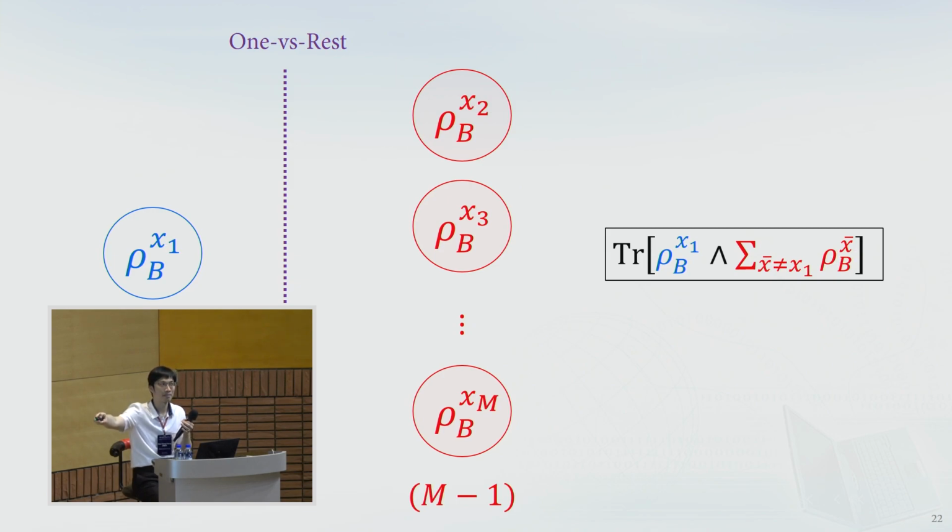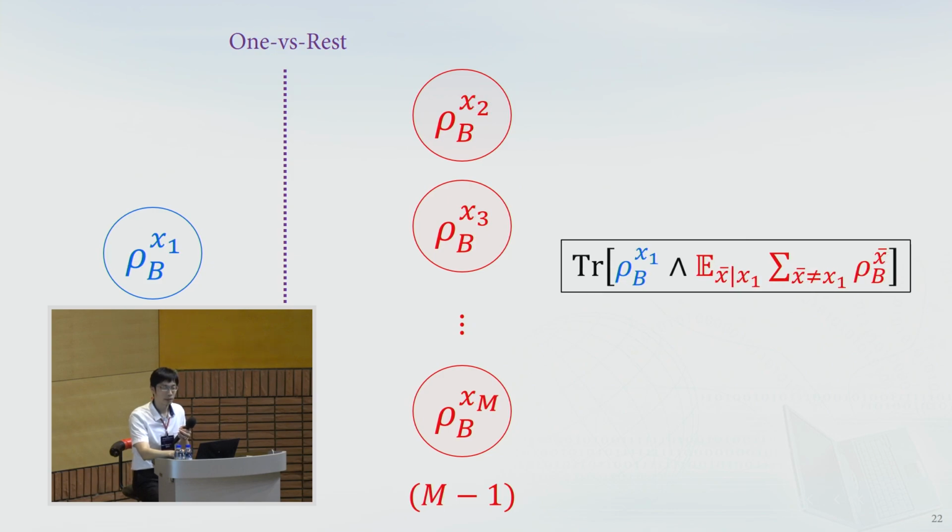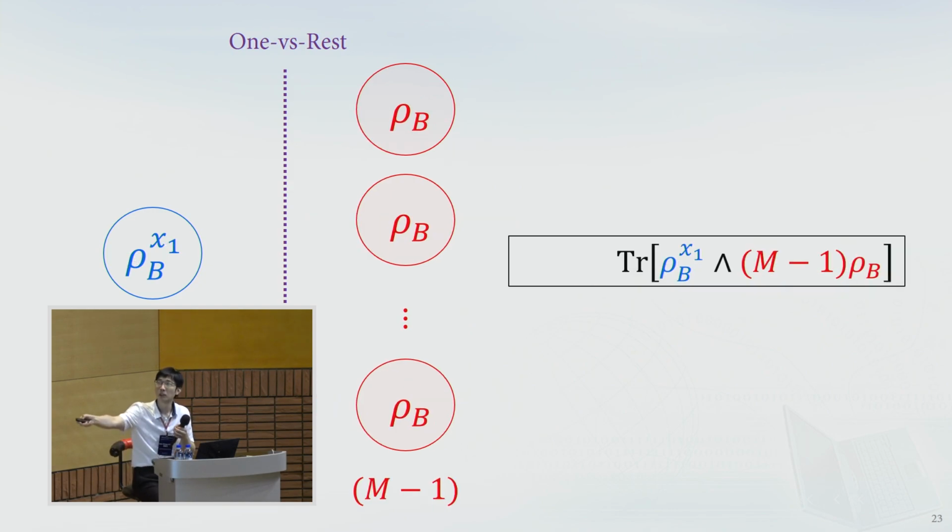But here on the right-hand side, all the other states are actually complicated because it depends on the code book, rho B x1 to the rho B xm. So the sum of it could be complicated. So we just take the conditional expectation, and then all the other states will be averaged to the same marginal state at the channel output.